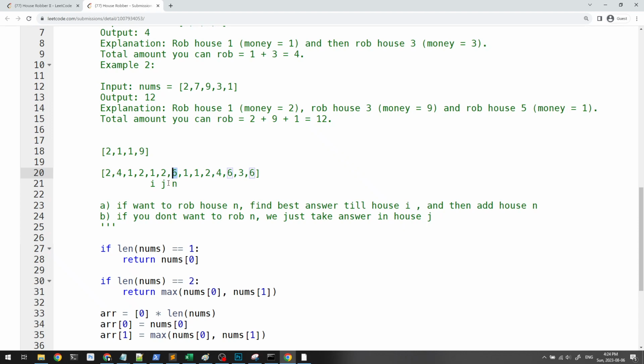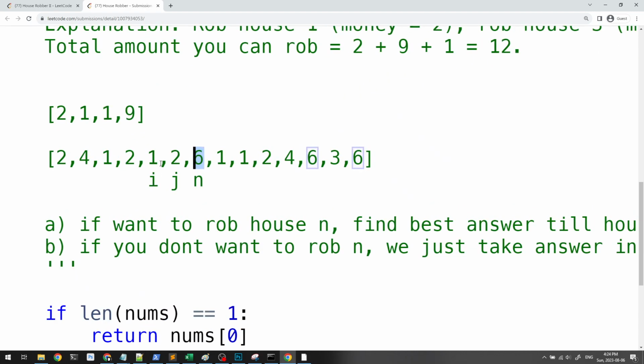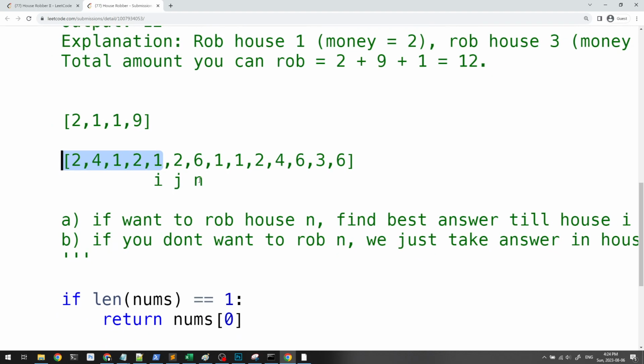Then we want to add on the money for house n. Now, it's completely possible that we decided not to even rob house i. So even though we are finding the best answer up till house i, it's possible that we didn't even decide to rob house i. So that's just one thing to note. But if we did want to rob house n, then we want to find the best answer until house i, and then we want to add in house n.